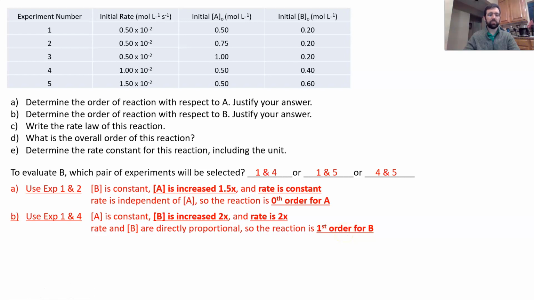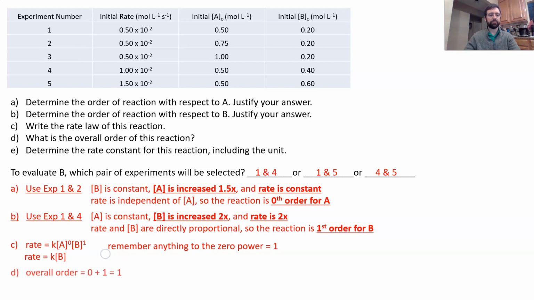Part C asks us to write the rate law. The rate law is going to be rate equals K times A to the 0 and B to the 1. Now remember, anything to the 0 is just 1. So really our rate is just K times the concentration of B to the first power, or just K times the concentration of B. Remember, anything to the 0 power is 1. And then our overall order, that's what part D asks. What's the overall order? You just add up your orders. I've got 0 order and I've got first order. So 0 plus 1 is 1.